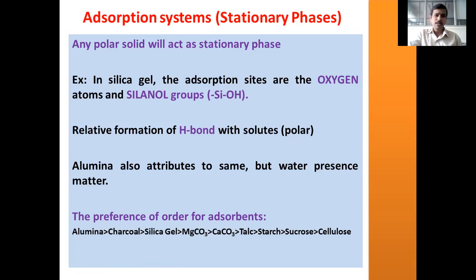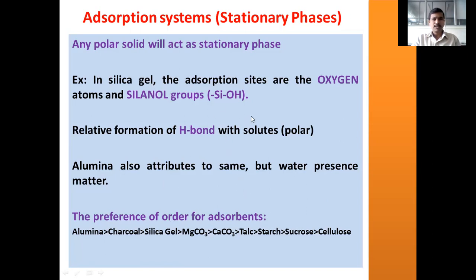They will not show any affinity for non-polar solutes or intermediately polar solutes, because the extent of hydrogen bonding will be very less. Therefore, you can decide the order of elution among more polar solutes, intermediately polar solutes, and non-polar solutes while we use a polar solid as an adsorbent. Even alumina will attribute to the same, but water's presence will matter here.